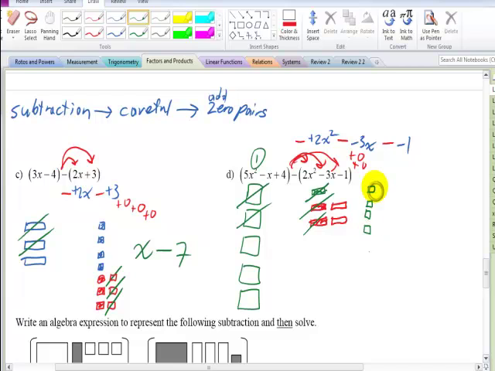Do we have any 1 tiles to take away? No. So we're going to have to fix that by putting down a 0 pair. Now we can complete our subtraction and take 1 away. Final result. Hammond?